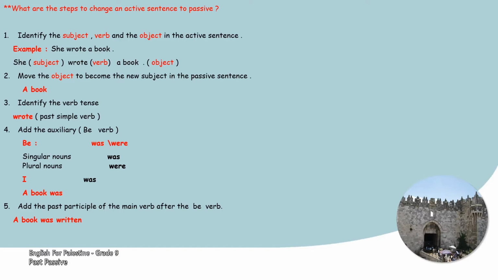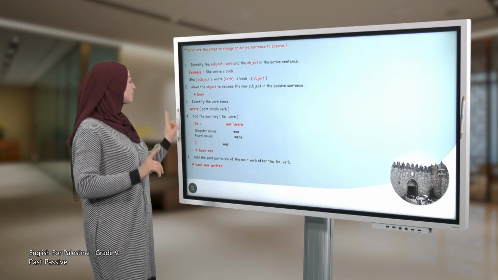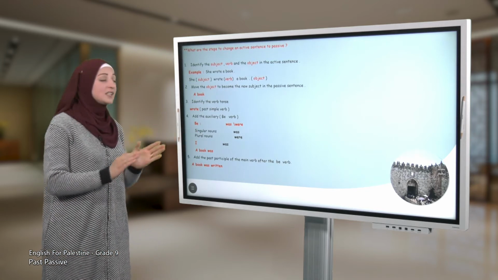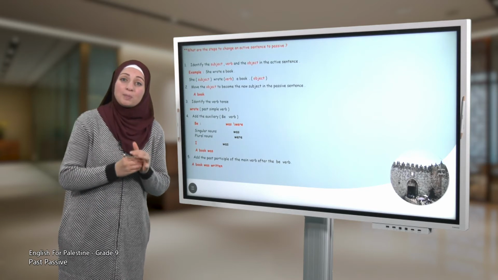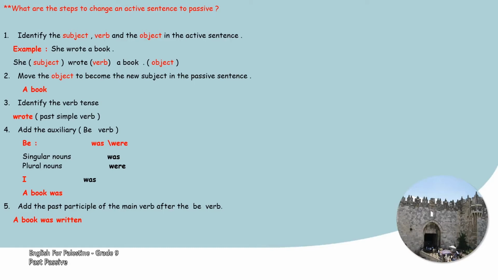Number 3, I will identify the verb tense. The verb here in the sentence is wrote. What tense is this? It is past simple tense. Okay, number 4, I will add the auxiliary be verb. According to the be verb, since I have a verb in the past, I will use either was or were. I will use was with singular nouns. Like what? Like she, like he, like it. Also, I will use were for plural nouns.